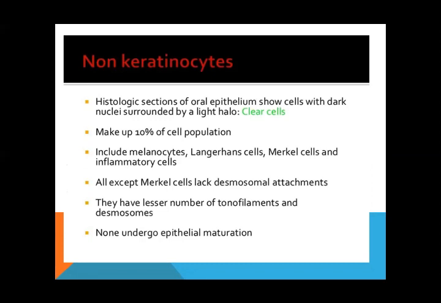Which cells are included among the non-keratinocytes? Melanocytes, Langerhans cells, Merkel cells, and inflammatory cells. All except Merkel cells lack desmosomal attachments. They have a lesser number of tonofilaments and desmosomes. None undergo epithelial maturation.